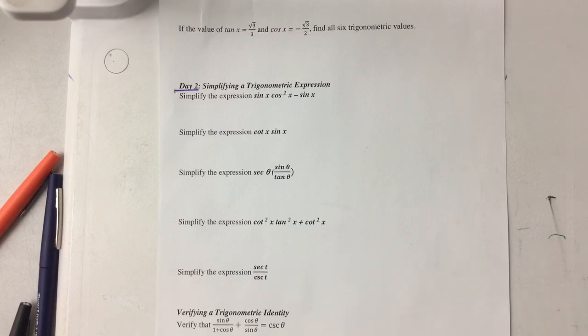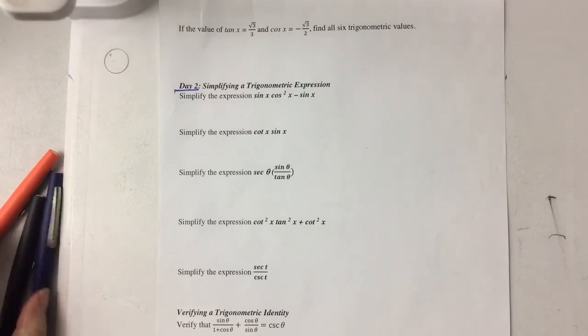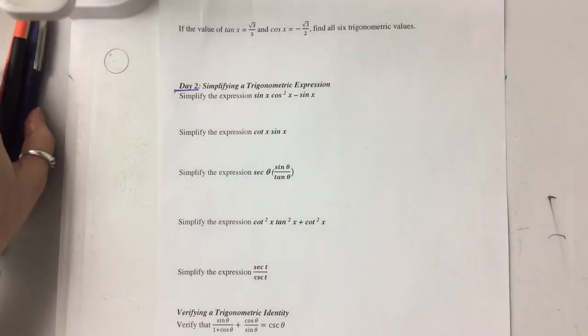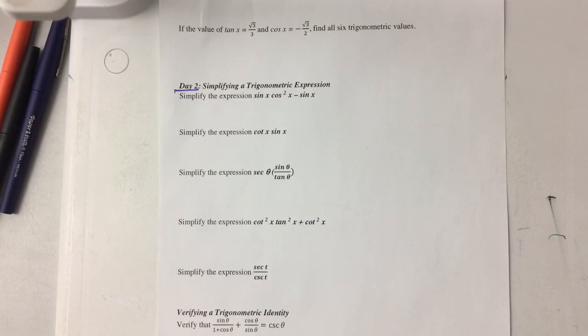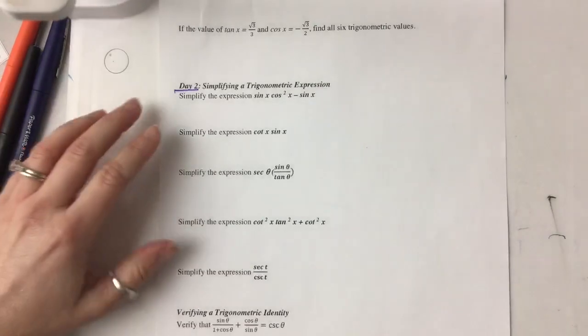But you are not done simplifying until you only have one trig function remaining. What that means is your final answer can't have a sine and a cosine, or a tangent and a secant. You're only allowed one trig function. So we're going to go for it and just look at a few examples.